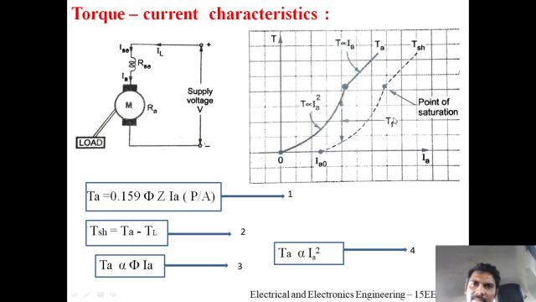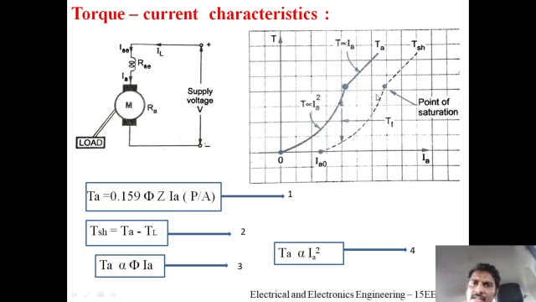It is represented by TF. Here it is TL. Both are same. TL or TF represents the torque which is lost due to the stray losses, that is friction, windage, and iron losses, which is constant with respect to load. Those losses will not vary.